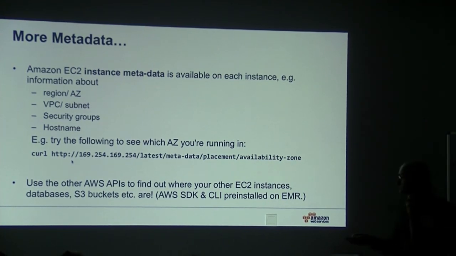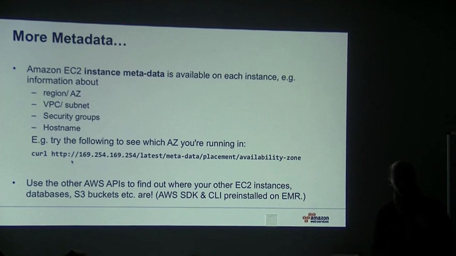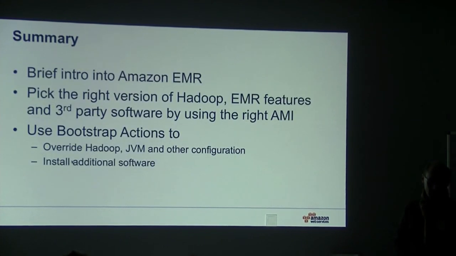That's one example. And of course, you can use all the other AWS APIs to figure out which DynamoDB tables do I have, where are my databases, how many S3 buckets do I have, and so on. And all the AWS SDKs and command line tools are also installed by default, so you could just use them in your own scripts. For example, you could have a script that uses the command line client to clean up an S3 bucket, if you store temporary results there. That's something that could go into a shutdown action. All right. That's pretty much it.